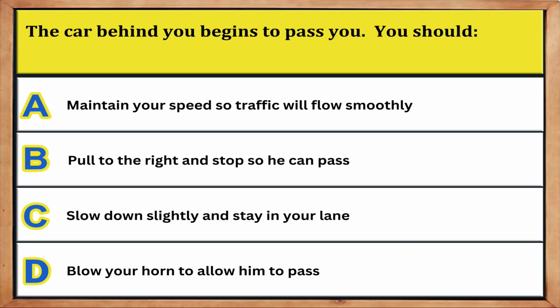Next question. The car behind you begins to pass you. You should: A. Maintain your speed so traffic will flow smoothly. B. Pull to the right and stop so he can pass. C. Slow down slightly and stay in your lane. D. Blow your horn to allow him to pass. The correct answer is C. Slow down slightly and stay in your lane.